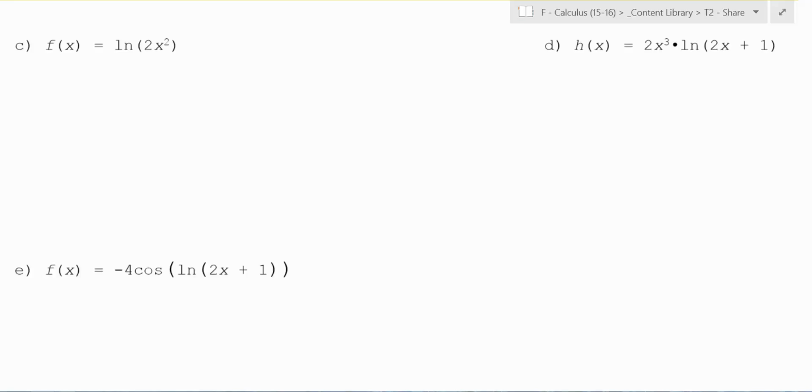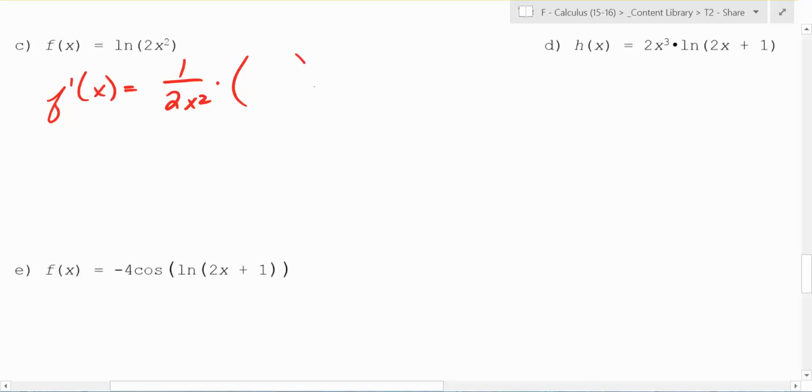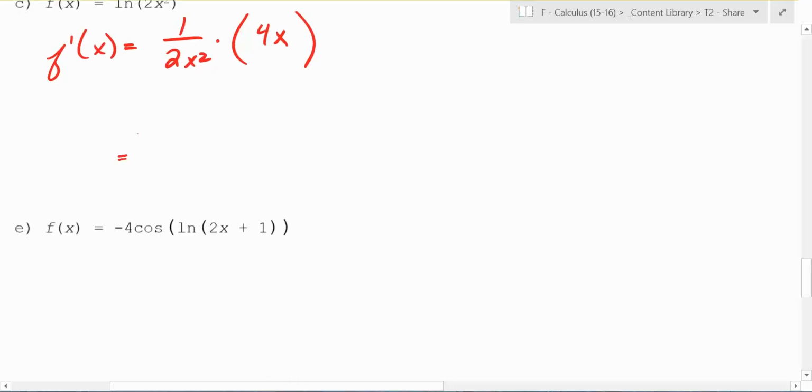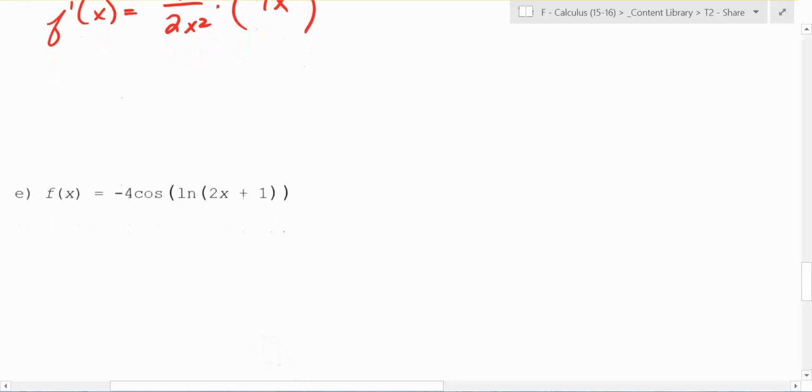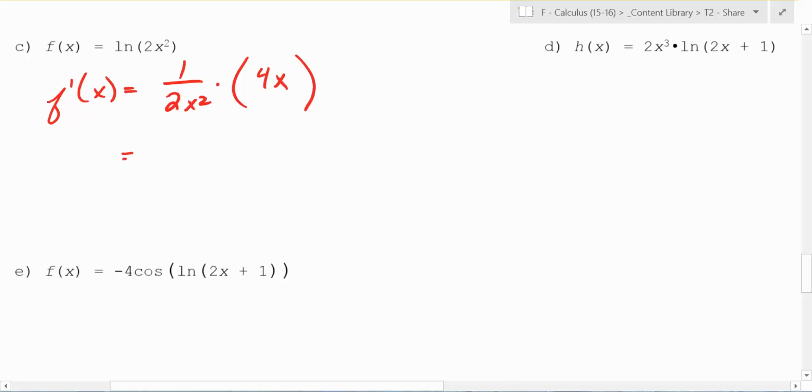So what's the derivative going to be? It's going to be 1 over 2x squared, but then what do you have to multiply by? The derivative of 2x squared. What is the derivative of 2x squared? 4x. And then can you simplify this? Yes. You have 4x over 2x squared, so that's going to be 2 over x, and then you're done. That would be the necessary simplification right there. Does that make sense, everybody, on that one?